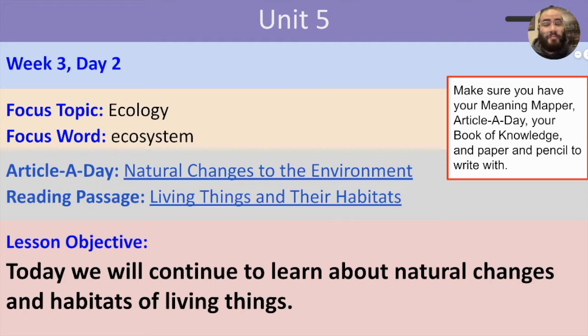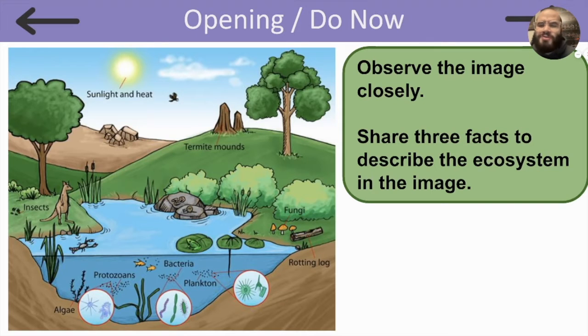Make sure you have your meaning mapper, article a day, your book of knowledge, and paper and pencil to write with. Today we will continue to learn about natural changes and habitats of living things. Let's get started. Observe this image closely. Share 3 facts to describe the ecosystem in the image. Pause the video and take a moment to do this now.